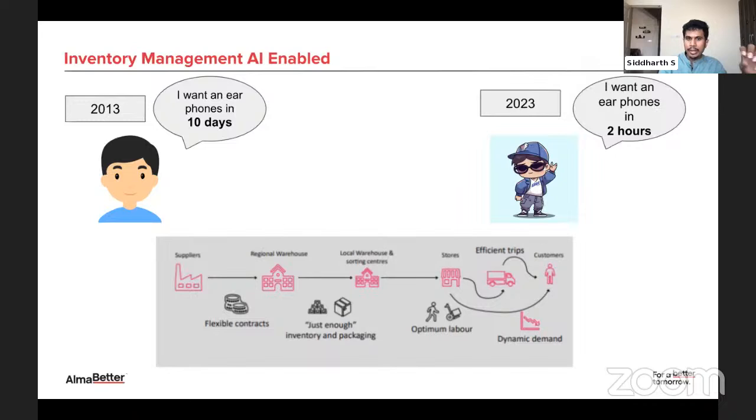Then there is this concept called local warehouses and sorting centers. Usually the regional warehouse will be very large, but at the same time, let's suppose you are from Bangalore, within Bellandur also I'll set up a local warehouse. I should know what people want in Bellandur. That is even more difficult. I should know what people want in Koramangala. So that is the local warehouse. This has to be an even more granular prediction.